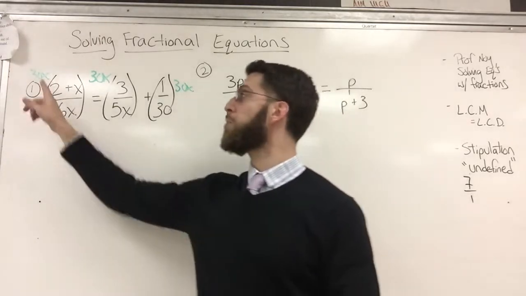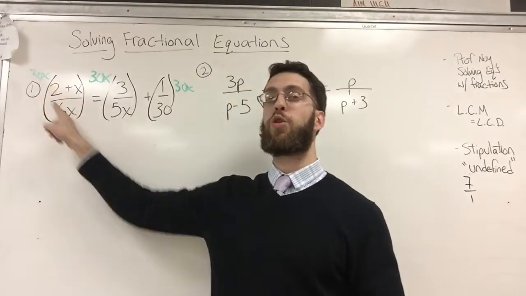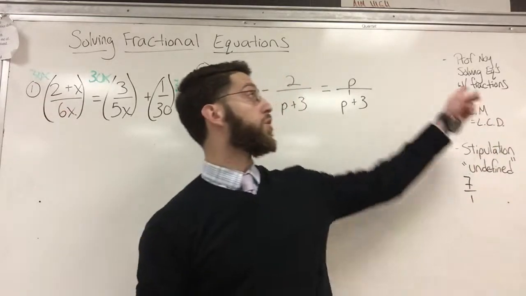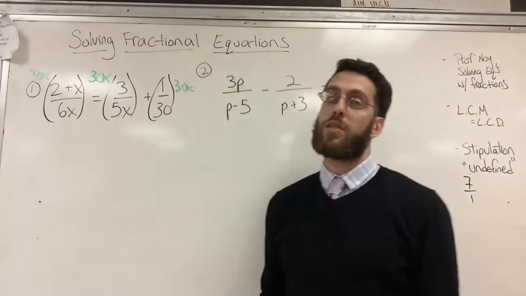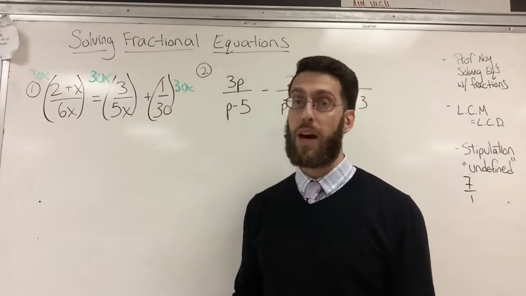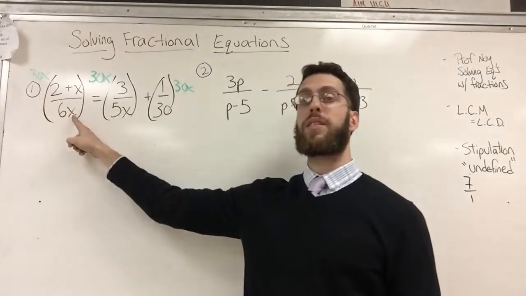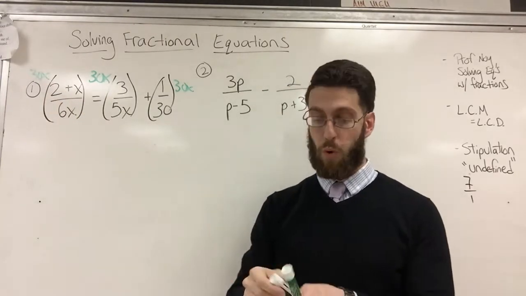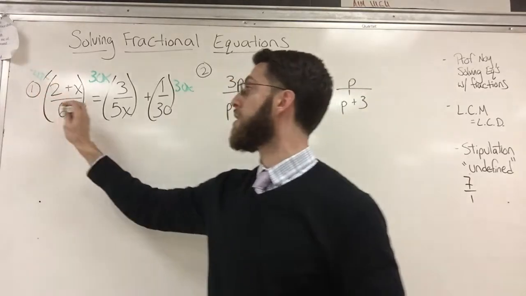So by multiplying by 30x, I can now cross cancel. And if you saw this video, you'll understand what I mean. Cross canceling is basically a fancy word for divide. X divided by x, they cancel each other out. That leaves you with 1. So I'm going to cross out the x's.